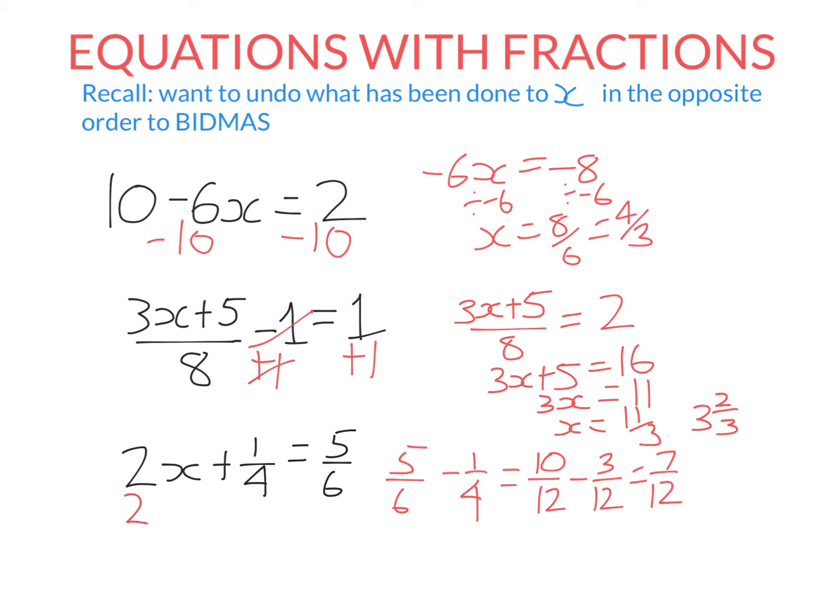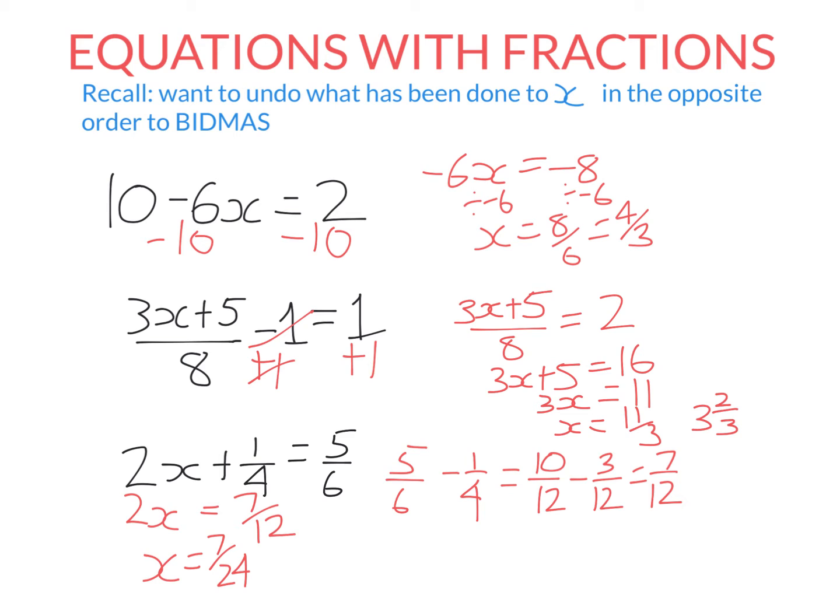So what we get is 2x equals 7 over 12. Now we divide each side by 2. We get 7 over 24. Remember, dividing by 2 is the same as timesing a half. So here we have x equals 7 over 24. All these answers were fractions. Yes, sometimes the answer to equations is not a whole number.